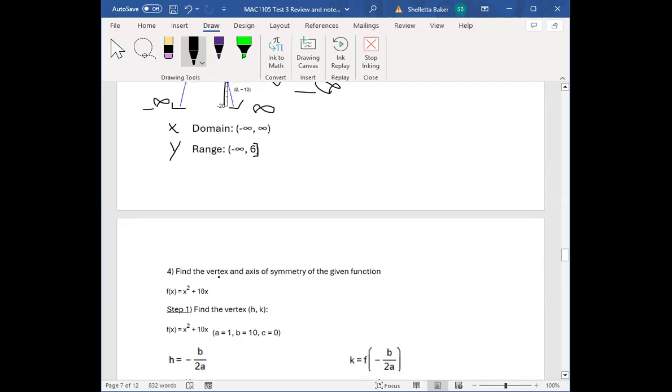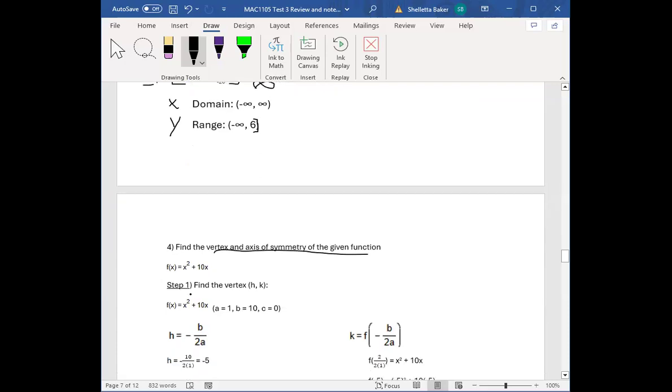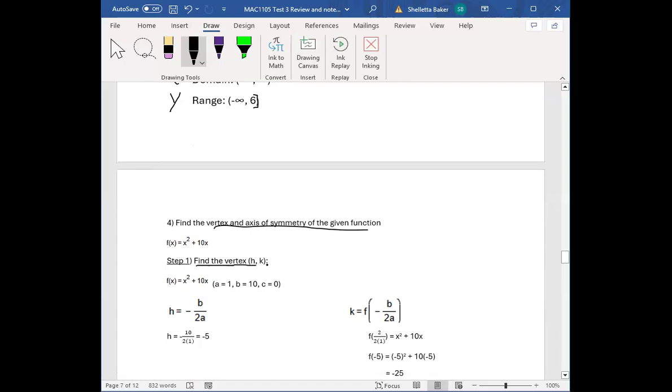For number 4, find the vertex and axis of symmetry of the given function. Very similar to a previous problem. To find that vertex (h, k), we're going to substitute to get the h value, or the x coordinate of that vertex, negative b over 2a. Using this given function, x squared plus 10x, our a value is going to be 1 of that quadratic function, and the b would be 10. You see there is no number behind 10x, so our c is going to be 0.